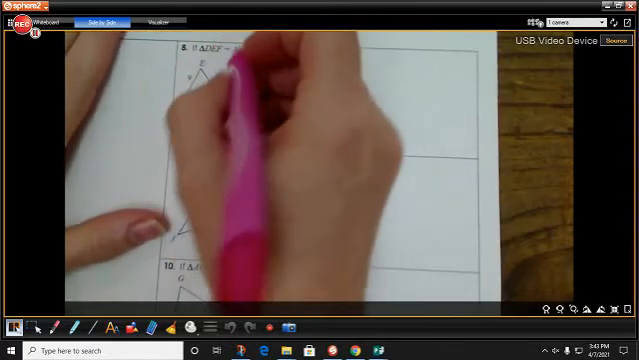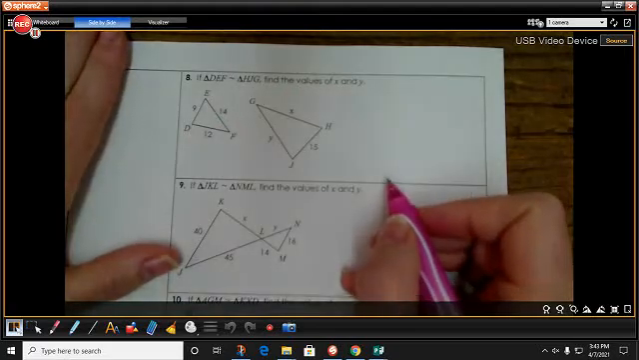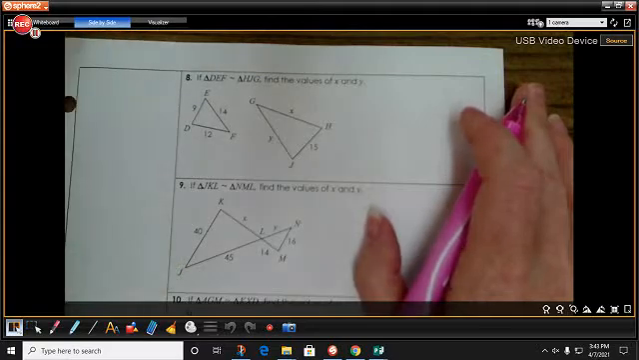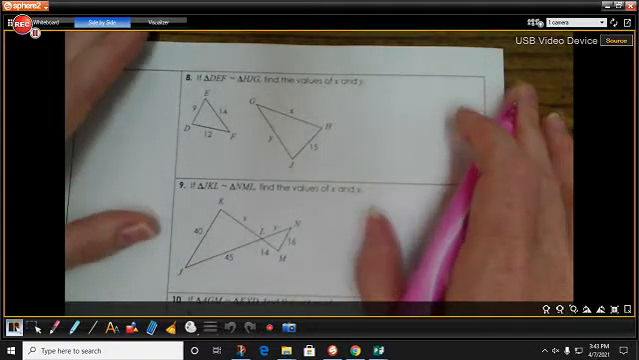Moving on in your packet, there's several more examples where I can do this. So let's look at number 8. I've got triangle DEF is similar to triangle HJG. And now I need to find two different sides. So again, all my sides are going to be the same ratio to each other, so I can set any pair equal to any other pair.